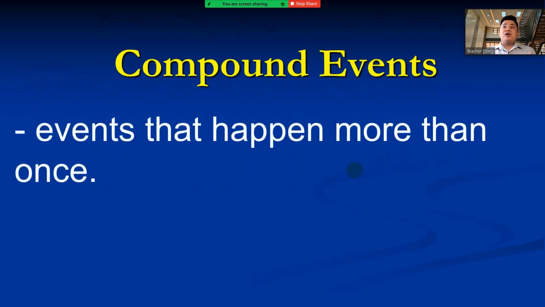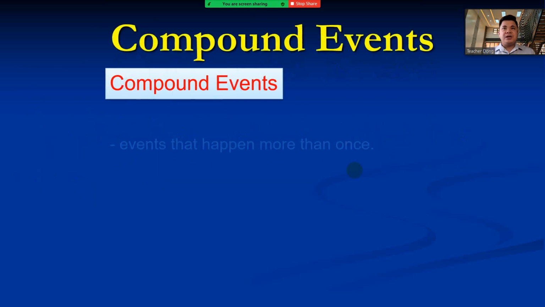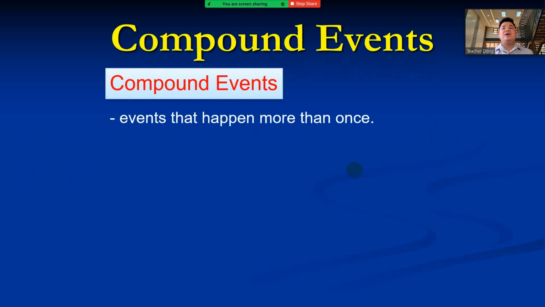Now, what do we mean by compound events? In the previous discussion, we talked about the probability of an event. In this case, compound events are events that happen more than once. For example, if you're going to pick a card from a deck of cards, what's the chance of getting a king or an ace? There are two events there. This is just the chance of getting a king or ace.